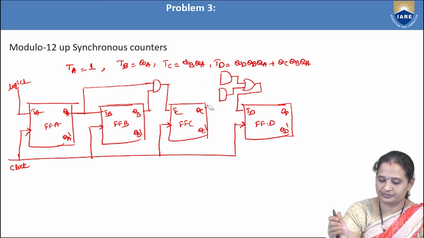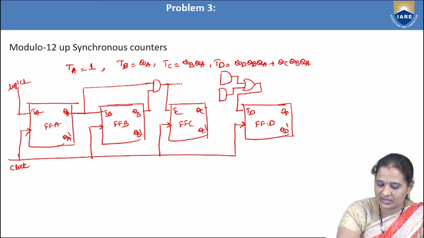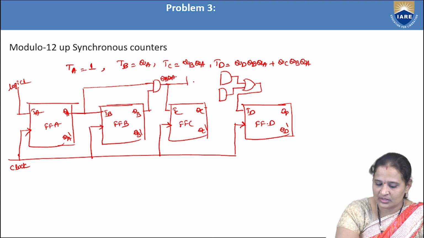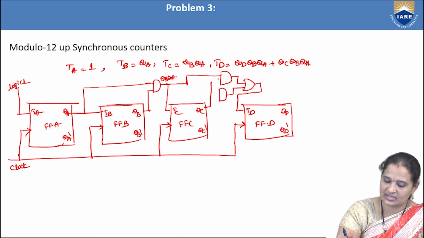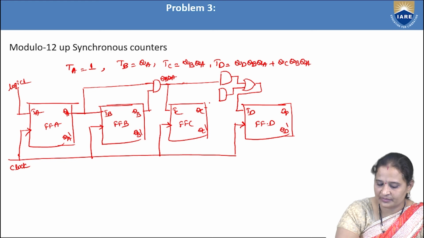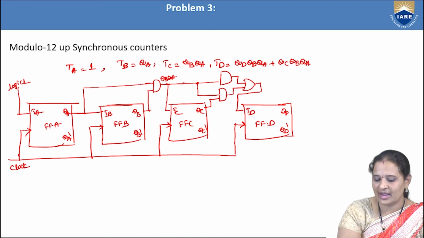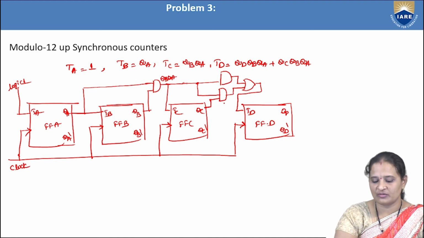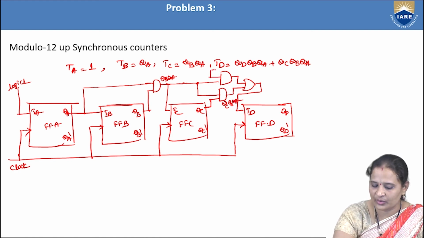I'm taking QC. So this is QB, QA, right? This is QB, QA, so this is applied as one of the inputs to the AND gate and this as the input to this one. I'm taking this and again I'm giving it 1. So what is the output of this one? This is QC, QB, QA, and to this one I'm applying QD.